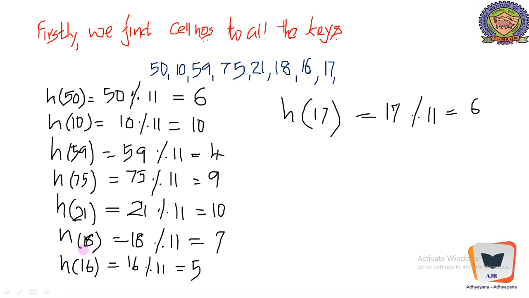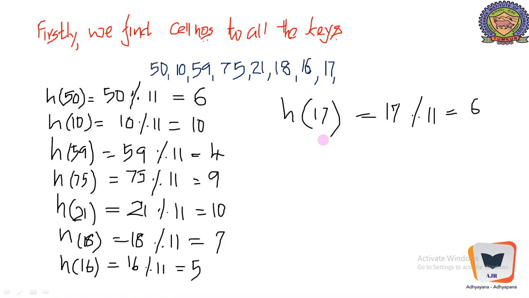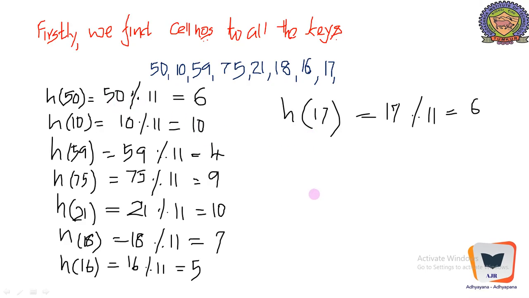So 50 is attached to 6, and then 17 is also attached to 6. Okay, 50 comes first, therefore it is attached to a linked list node. So 50 will go over here. Then 17 will also go over here.